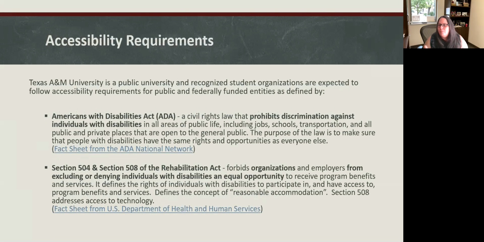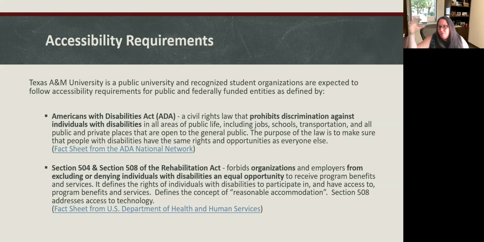So I think most of you have been through the series, but just this quick thing, there are certain laws that kind of guide this process. Texas A&M is a public university, and those recognized student organizations are also expected to follow those requirements since we're public and many of our things are federally funded.